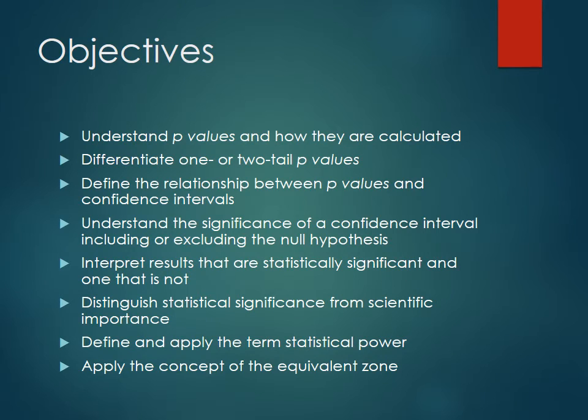Some of the objectives we're going to look at include understanding p-values and how they're calculated. We'll ask you to actually calculate them, but at least be able to see where that information is coming from. We'll talk about one-tailed and two-tailed p-values and what that means, relationships between p-values and confidence intervals, and understanding the significance of a confidence interval, including or excluding the null hypothesis.